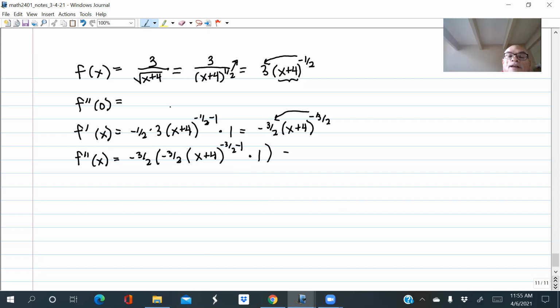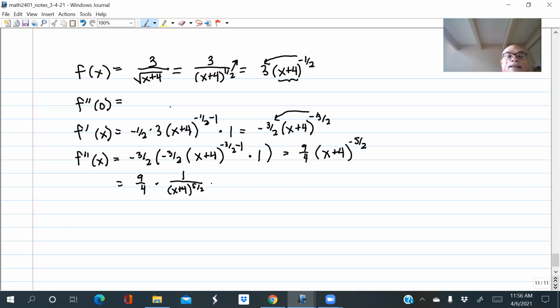So what does this second derivative end up looking like? Minus 3/2 times minus 3/2 is positive 9/4 times x plus 4 to the minus 5/2. Now let's simplify that a little bit. So that's 9/4 times 1 over x plus 4 to the positive 5/2. See that I can make that negative exponent positive by moving it into the denominator.